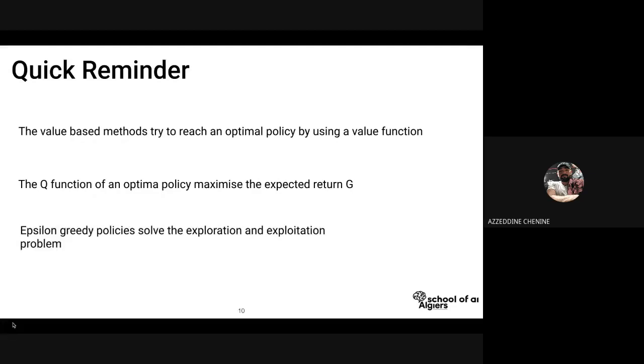The third point, as a reminder, is that epsilon greedy policies solve the exploration and exploitation problem. This is a common problem in reinforcement learning, not just deep reinforcement learning. What we mean by exploration is that our agent must explore new actions, even if he knows the best action based on his previous learning. And for exploitation, he must exploit his training in order to choose an action.